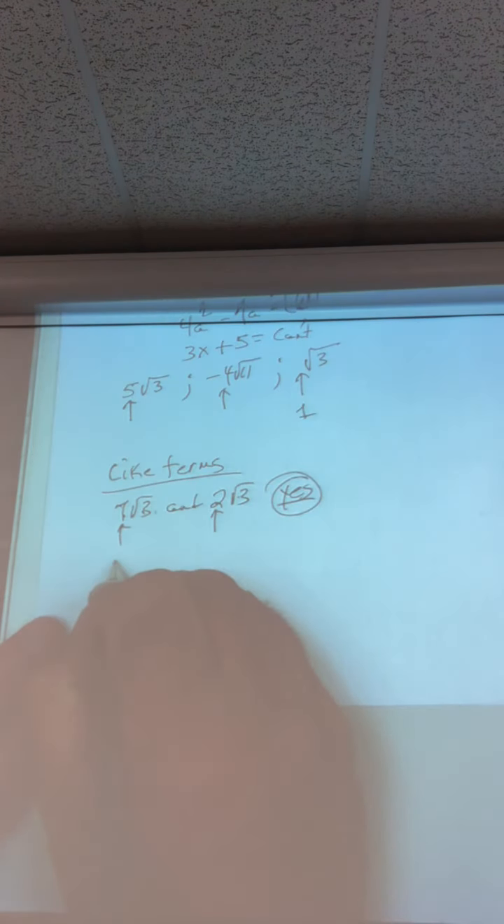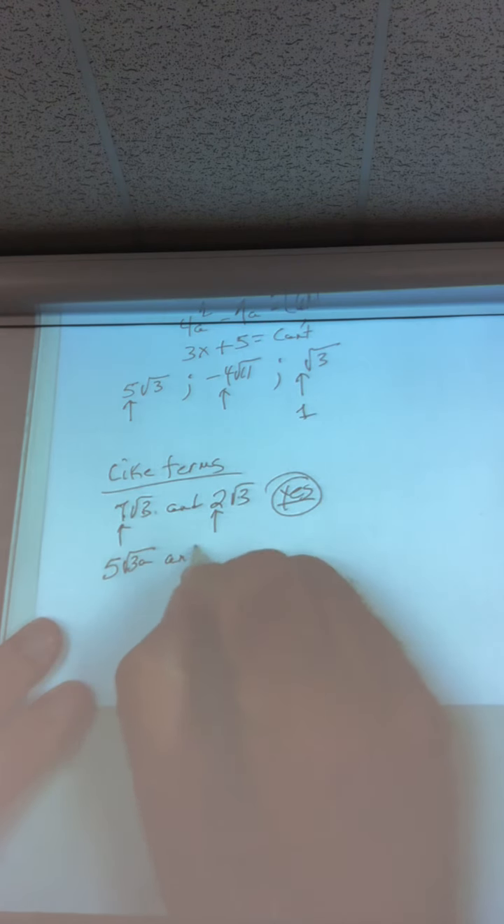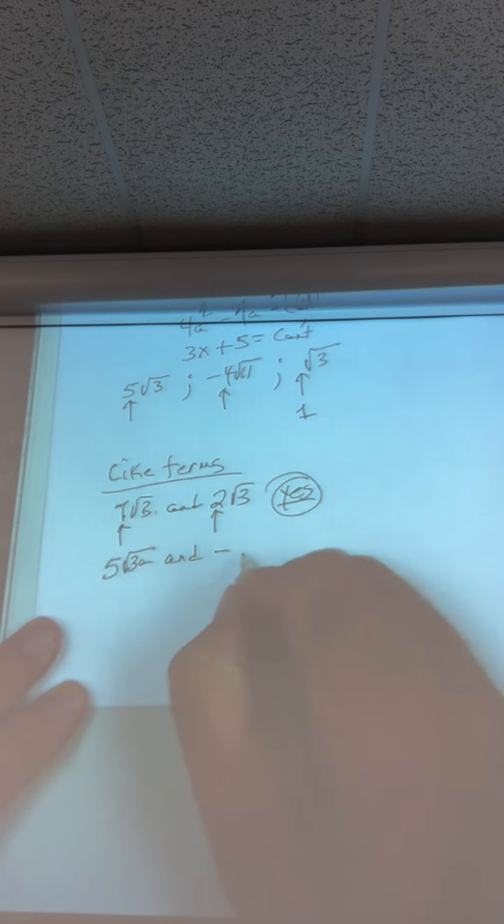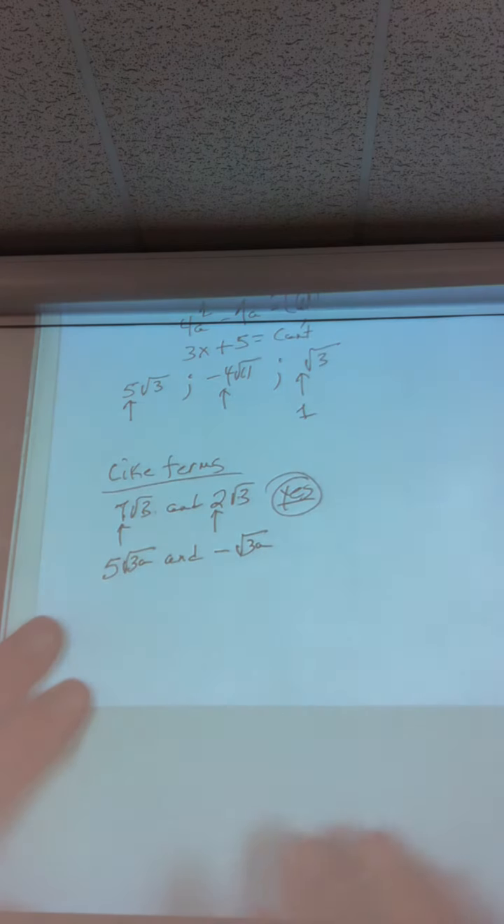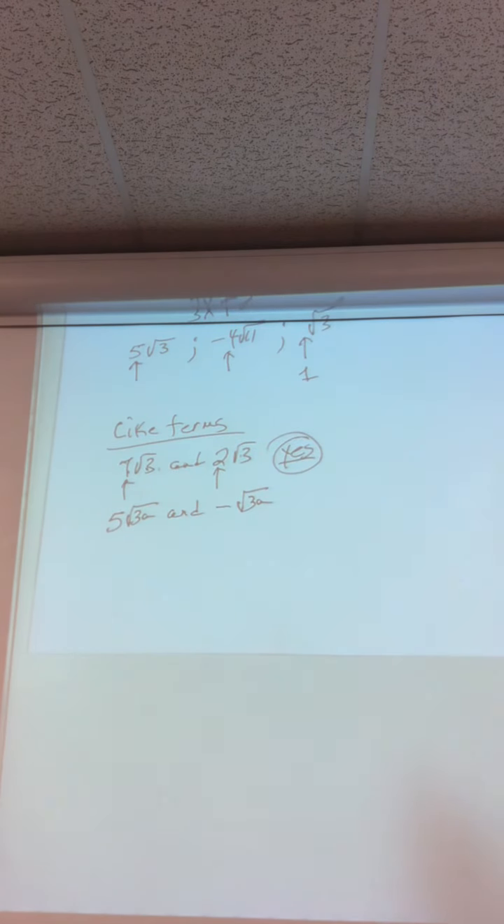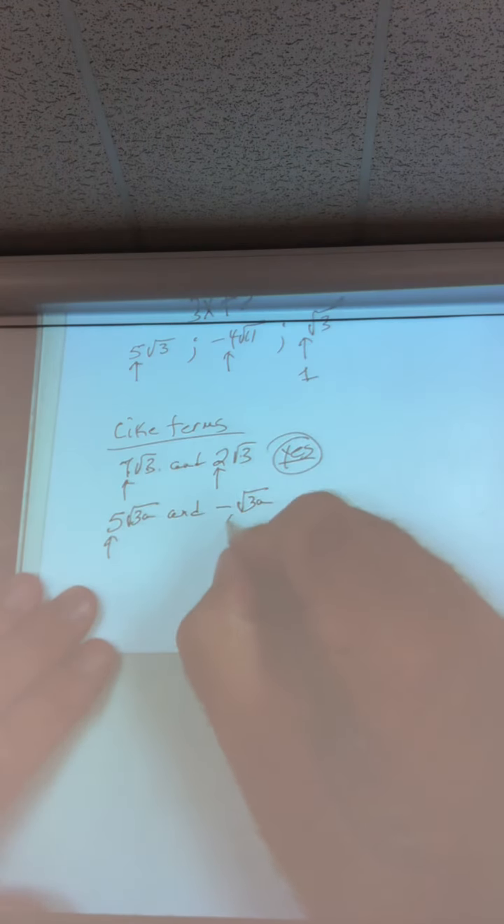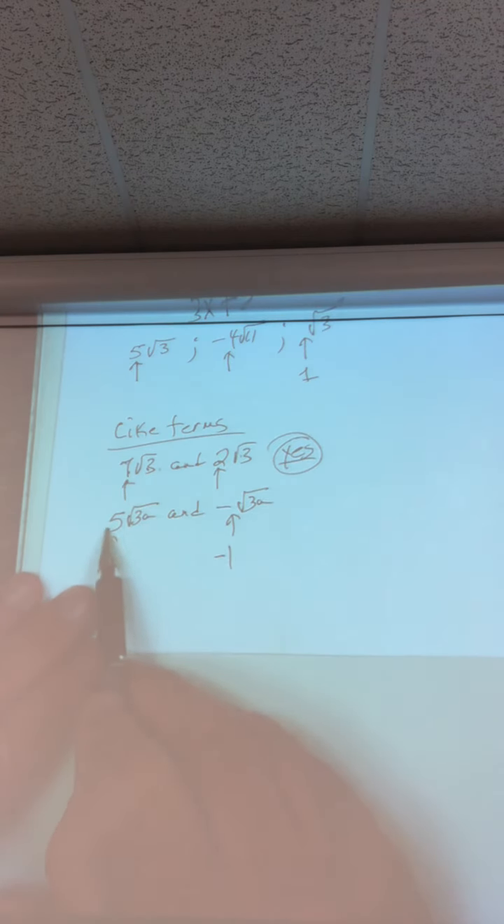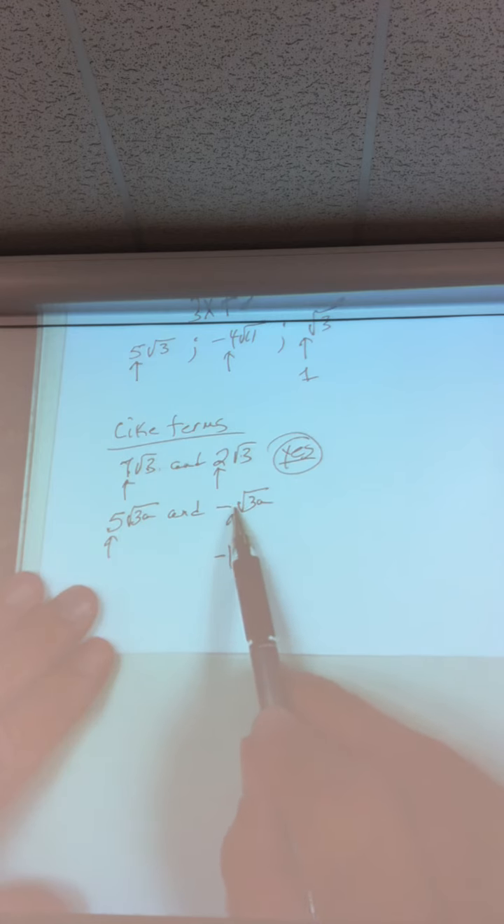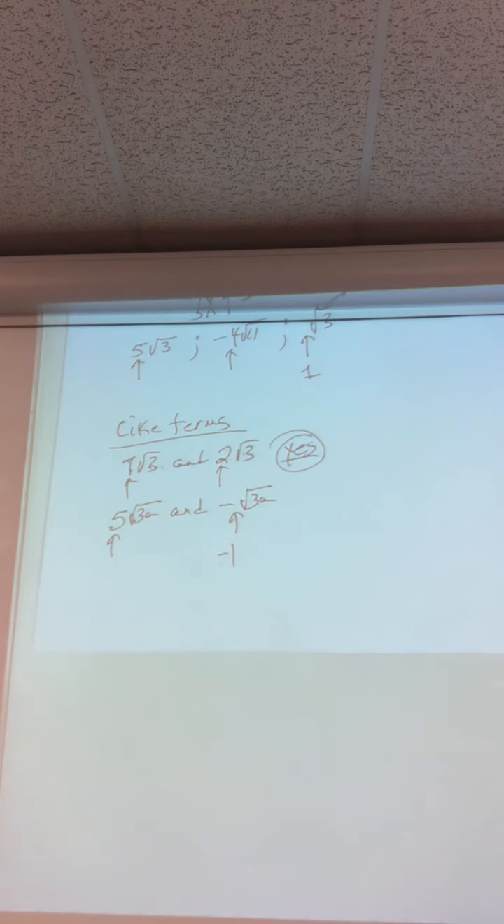If I have this, 5 square root of 3a and negative square root of 3a. Are these like terms? Well, let's look at the coefficients. What's the coefficient? It's the number in front of everything. 5. What's the coefficient over here? Negative 1. What's behind this coefficient? Square root of 3a. What's behind this coefficient? Square root of 3a. So are those two terms like terms? Yes. So what does that mean then? It means you can add and subtract them.